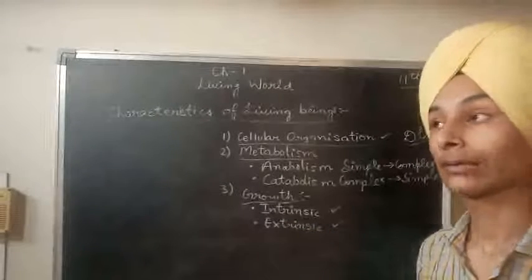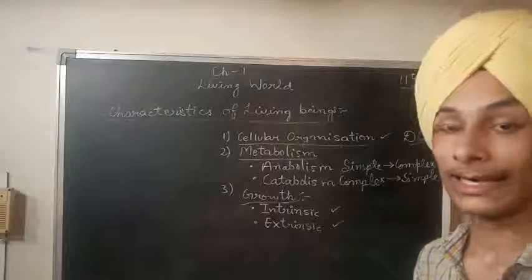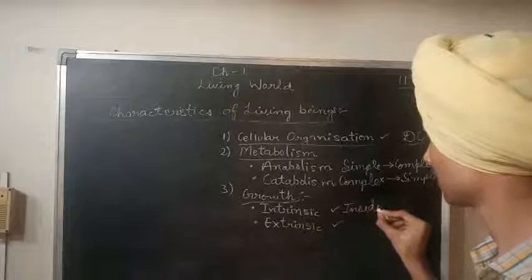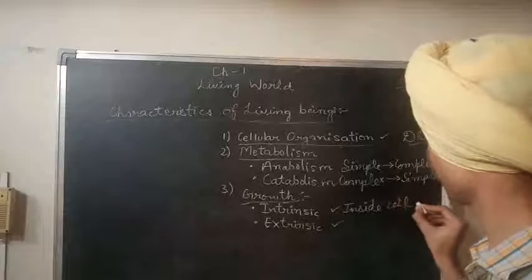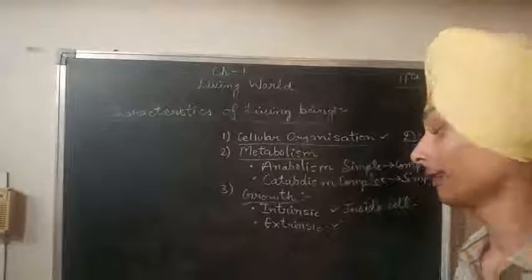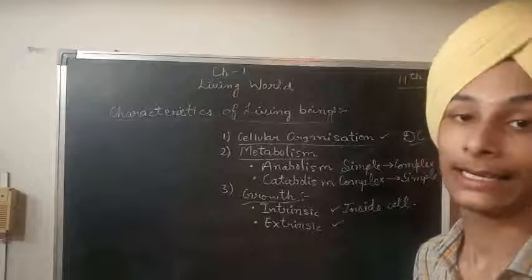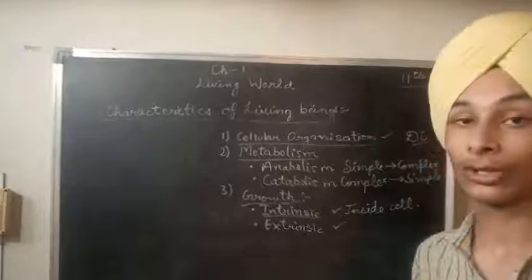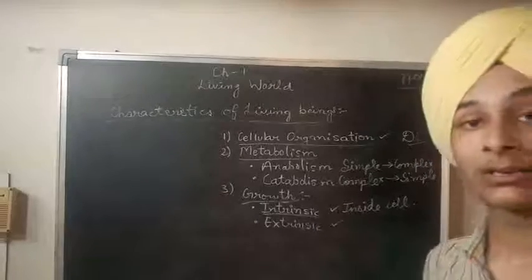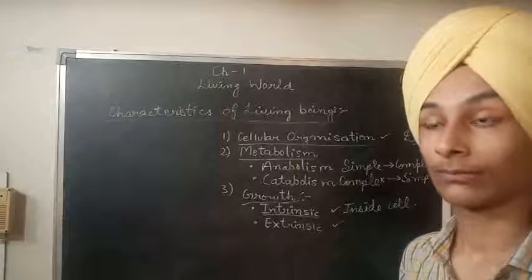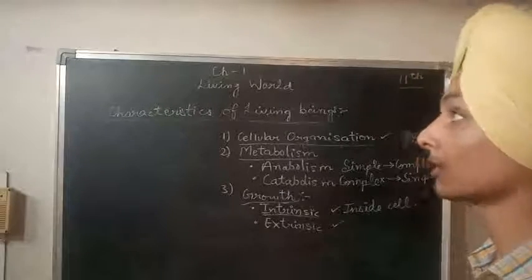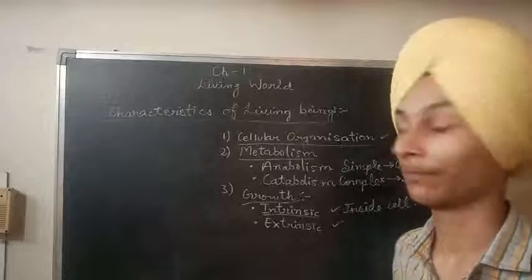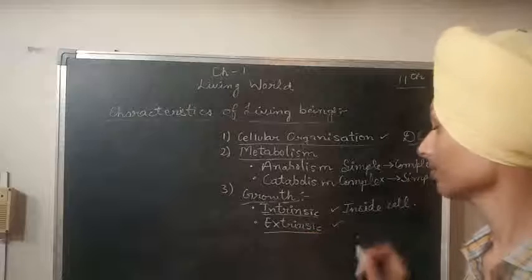Intrinsic means when the new matter goes inside the cell. The growth in which new matter is added inside the cell, that is intrinsic growth. But extrinsic growth is that growth in which matter is not added into the non-living structure, but it just deposits on the surface or is restricted to the surface of the non-living being only. That is extrinsic growth. Clear?